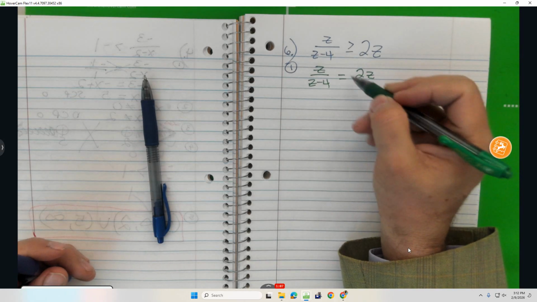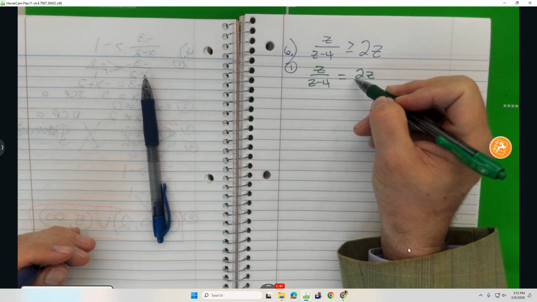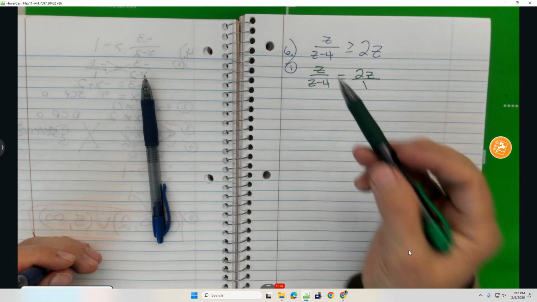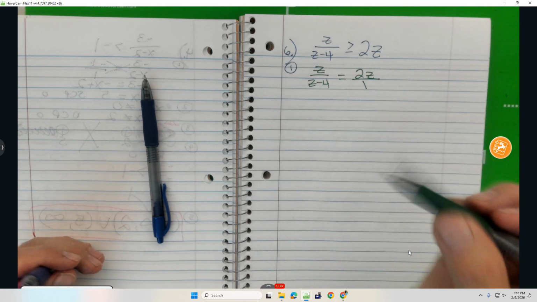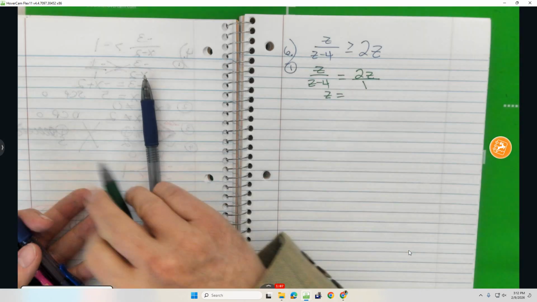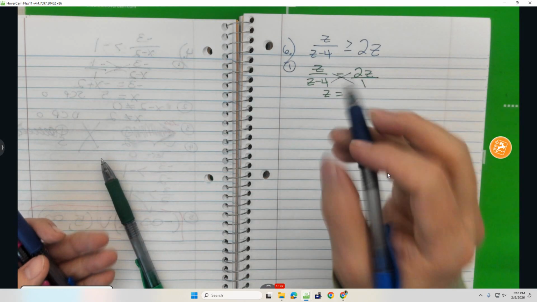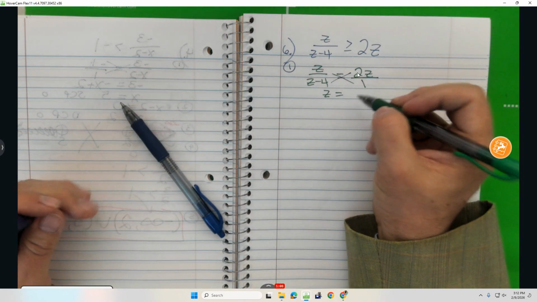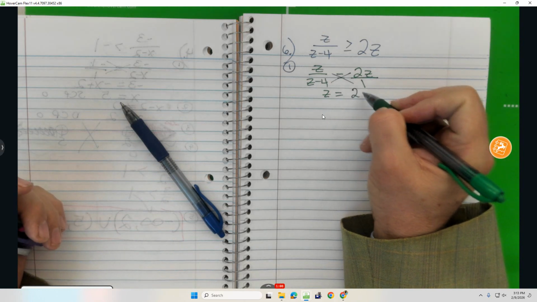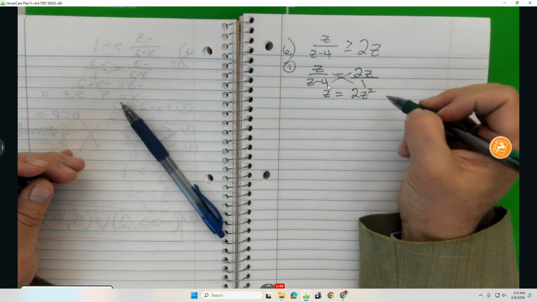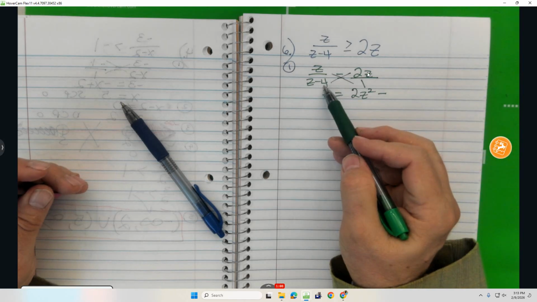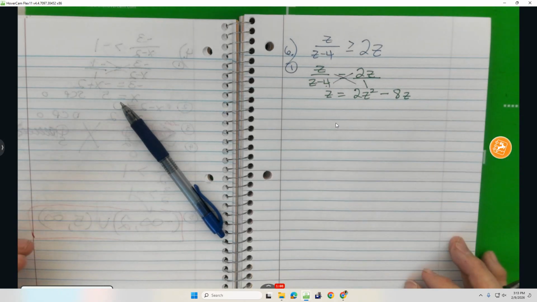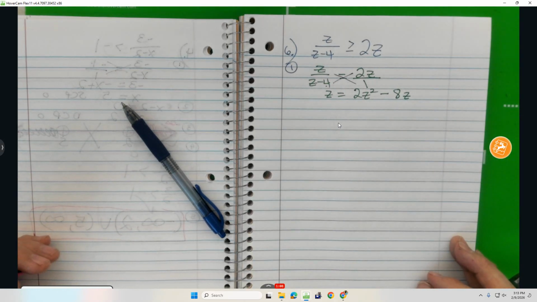I'm going to rewrite that 2Z as 2Z over 1. And then I will cross multiply. Z times 1 is Z equals, be careful, you're going to have to distribute the 2Z over the Z minus 4. That's going to give me a 2Z squared. Okay, a negative 4 times 2Z gives us a negative 8Z. Any questions on my logic there?